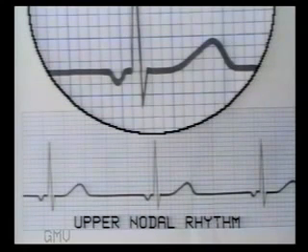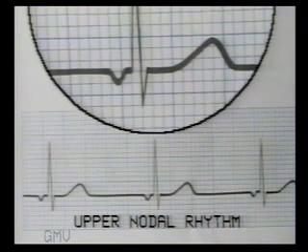The QRS complex is normal, indicating supraventricular origin, and the P wave is inverted with a very short PR interval of 2 small squares or 0.08 seconds. This is called upper nodal rhythm.